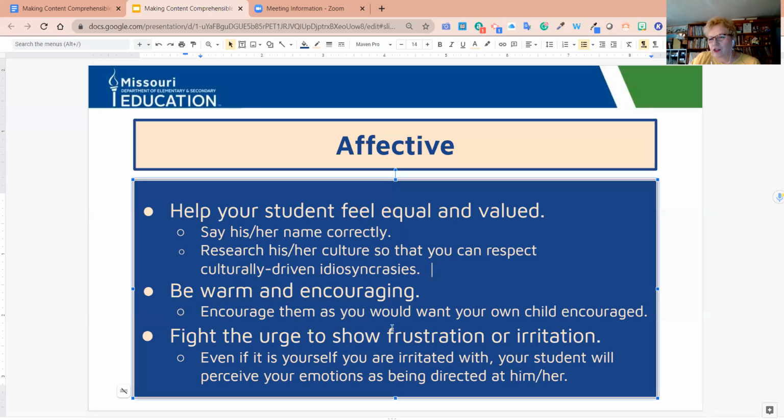And being warm and encouraging and treat them like you would your own children. So making sure that they know that they belong here is important. And this is a hard one too, because a lot of times we get frustrated because we don't know what to do to help them, and they pick up on our frustration and they think we're upset with them when we're really not. We're upset with ourselves. So you have to be careful of not letting them see that you're frustrated, or explaining to them, I'm not upset with you. I'm upset that I am not able to help you the way I want to. Because they do perceive that.